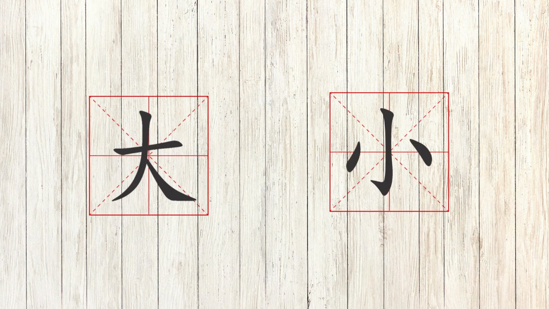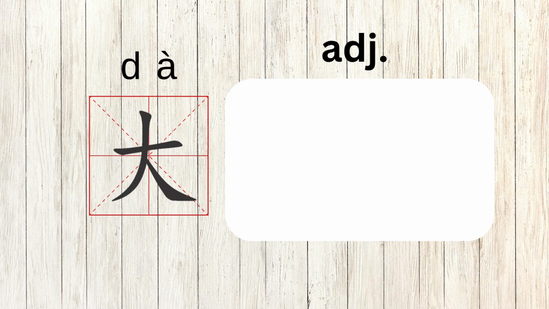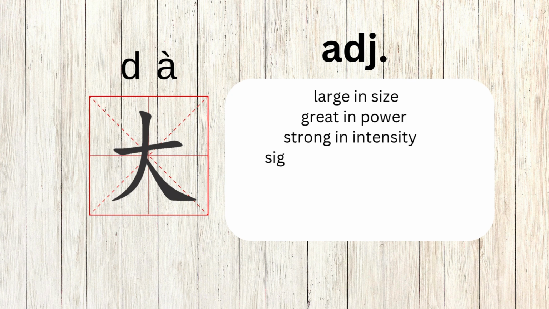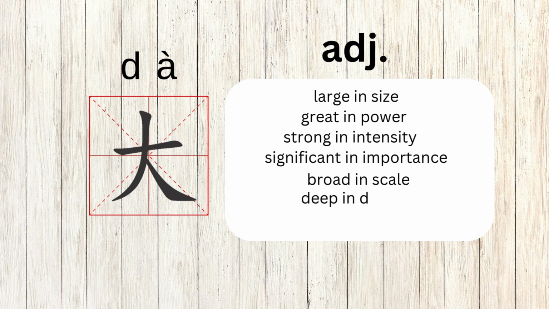Do you still remember these two characters we learned before? One is da and the other is xiao. Let's review them first. Da is most often used as an adjective to describe something large in size, great in power, strong in intensity, or significant in importance. It can also describe something broad in scale, deep in degree, or important in nature.